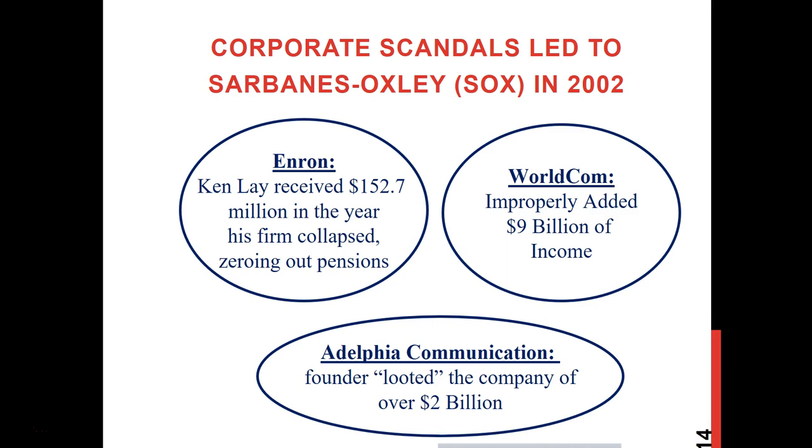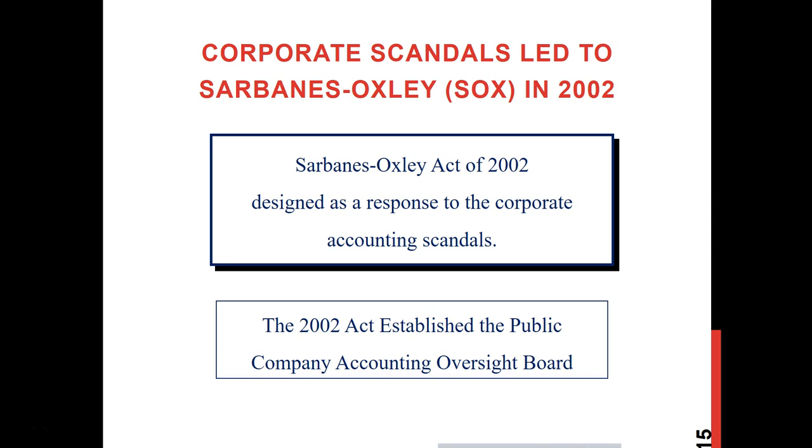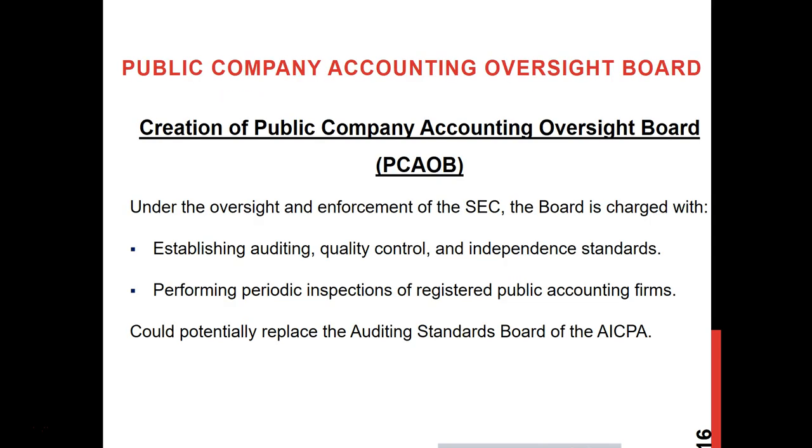So all these accounting scandals, accounting frauds, actually impacted the whole US economy. And to prevent this type of behavior, Congress passed the Sarbanes-Oxley Act in July 2002. So this Sarbanes-Oxley Act is a response to all these accounting scandals. And in 2002, the Act established one board, which is known as the PCAOB, or Public Company Accounting Oversight Board.